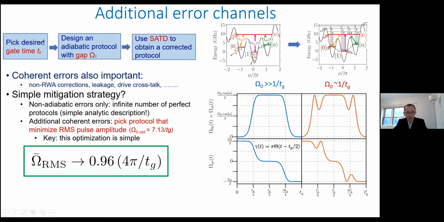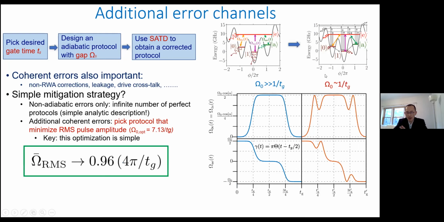Okay, so here is how it works. Again, we pick a decide time Tg, and if you now pick your omega naught, which is the scale of your pulse amplitude, very large, then you are basically in the adiabatic limit. So you do not need to do any pulse shaping to correct for the non-adiabatic errors. However, if you are picking a value of omega naught, which is not too large, then you need to do some pulse shaping in order to correct for the non-adiabatic errors.